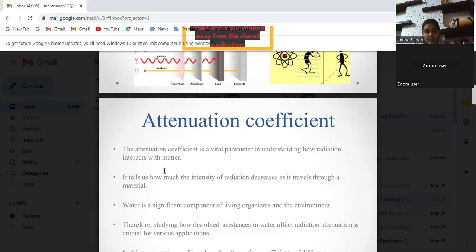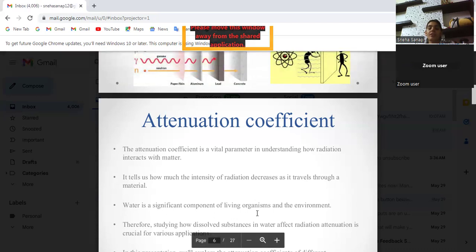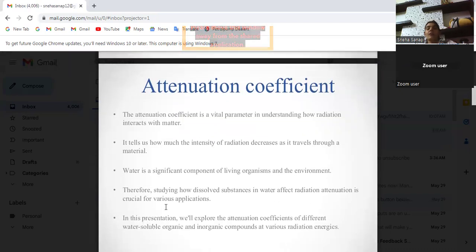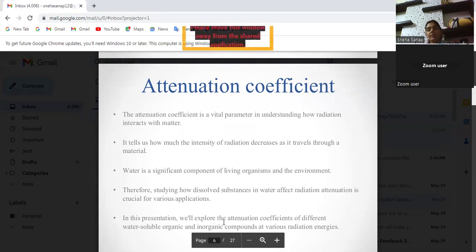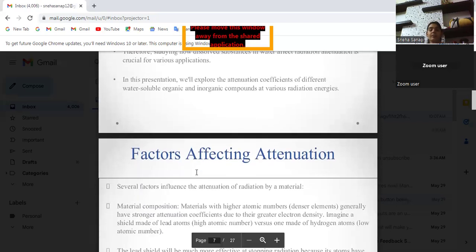The attenuation coefficient is a vital parameter in understanding how radiation interacts with matter. It tells us how much the intensity of radiation decreases as it travels through a material. Water is a significant component of living organisms and the environment. Therefore, studying how dissolved substances in water affect radiation attenuation is crucial for various applications. In this presentation, we explore the attenuation coefficient of different water soluble organic and inorganic compounds at different radiation energy levels.